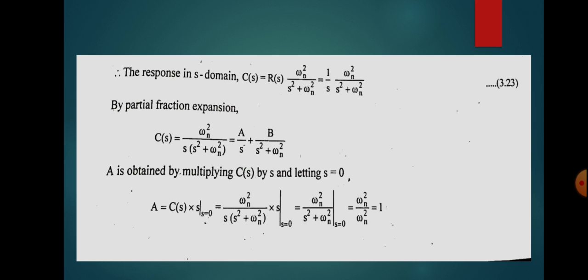Similarly, B can be found out: B will be equal to C(s) into s square plus omega n square at s square equal to minus omega n square. So first we will find out the value of A by substituting the value C(s) into s, that means omega n square by s into s square plus omega n square into s, and s will get cancelled. So we can substitute the value of s as 0 and we will get the value of A as 1.